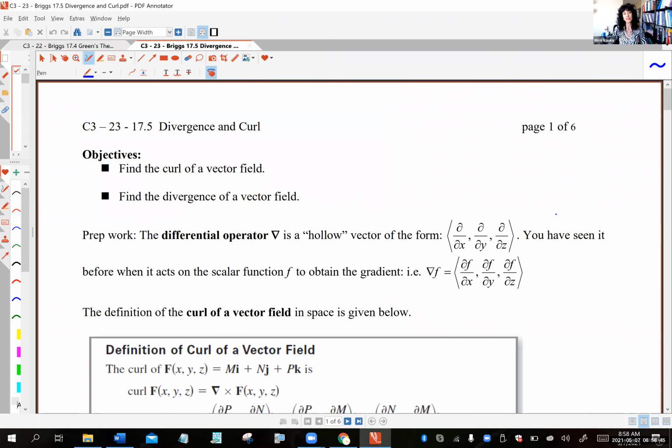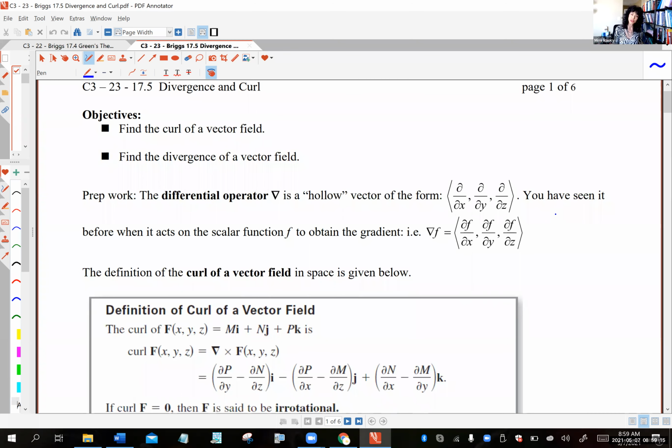We're going to do 17.5, divergence and curl, now. This is a fun section. You're just going to learn a couple of concepts about vector fields. How do you get the curl and how do you get the divergence of it? And it's not that hard. It's easy peasy. You'll love it. Why do we need these? The answer to that will be pretty much next week. But do know how to find divergence and curl.